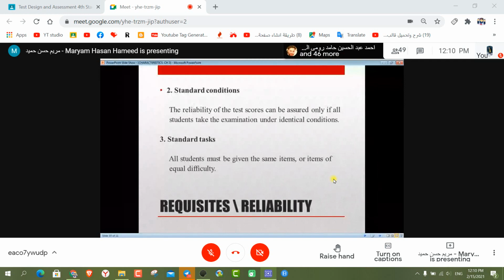Yes. Standard task. For example, we have 2 groups A and B.